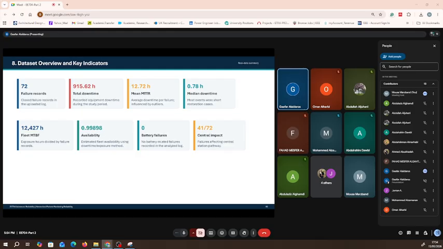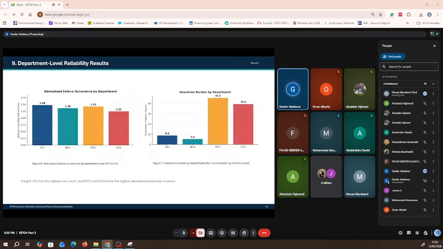The estimated fleet MTBF was 12,427 hours, and the estimated fleet availability was approximately 0.99. This is a high availability value, but it should not hide the operational significance of repeated failures and long-duration events in critical care environments. Another important result is that no battery-related failures were recorded.